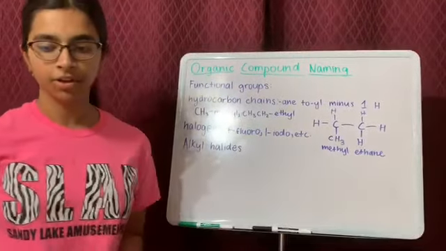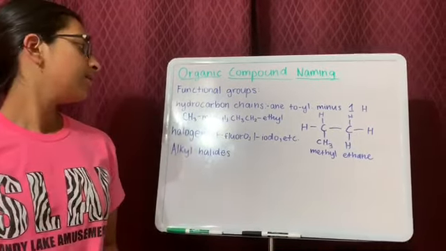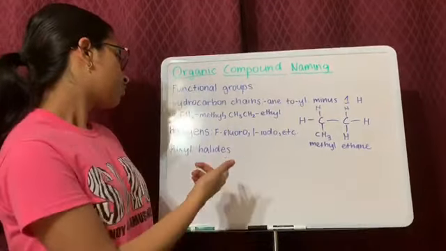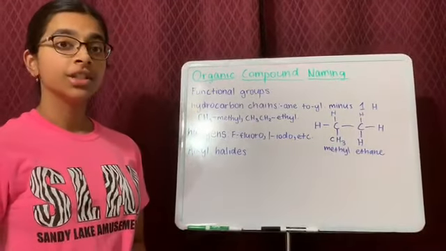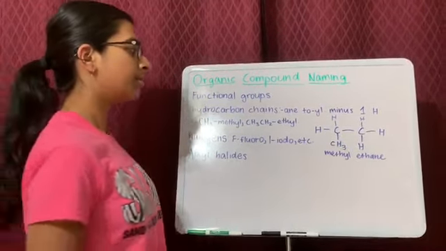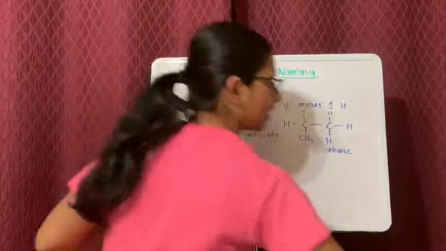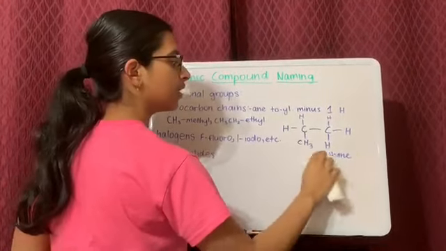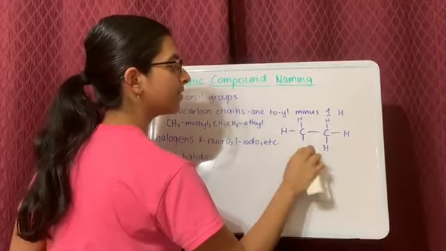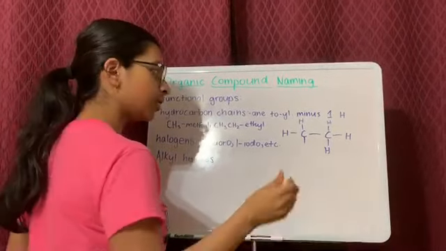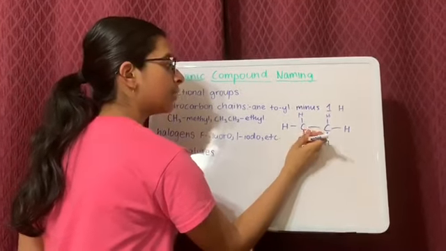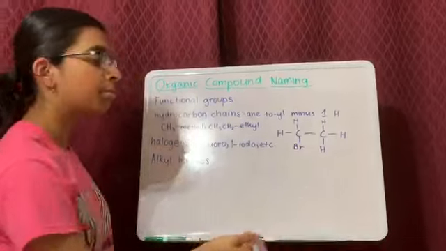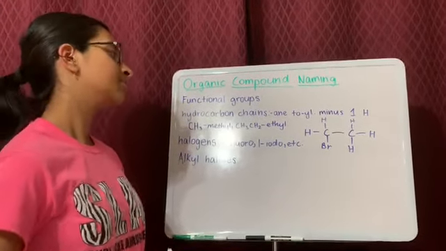So that's how we add functional groups. And there's also other functional groups we could add, which are the halogens. When you add a halogen, that would just be taking one of these and replacing it, instead of a CH3 group, with a halogen. So for example, a bromine. And that would be bromoethane, because we have a bromine.